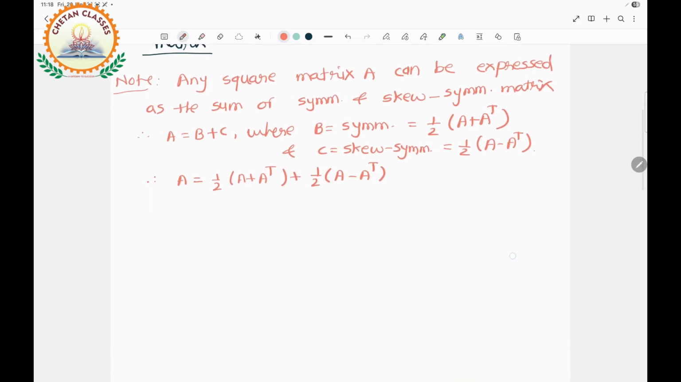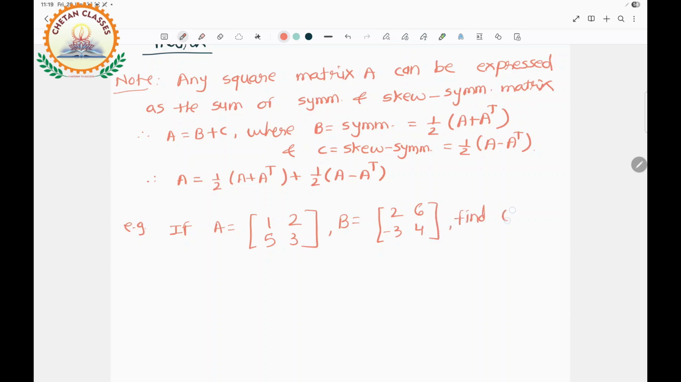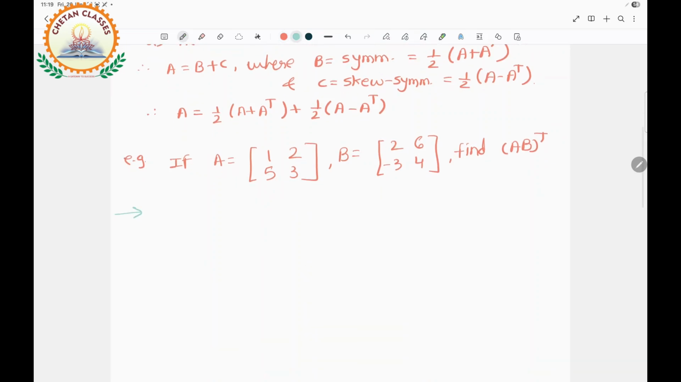For example, if A is equal to 1, 2, 5, 3 and B is equal to 2, 6, minus 3, 4, find AB transpose. Solution. First find AB. So AB is, substitute the values of matrix A and B. So matrix B is 2, 6, minus 3, 4.